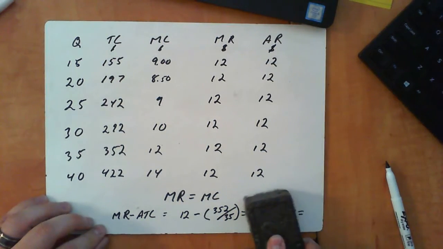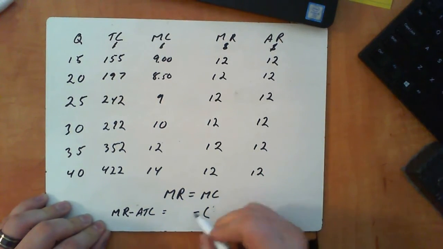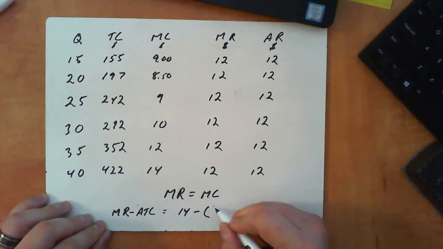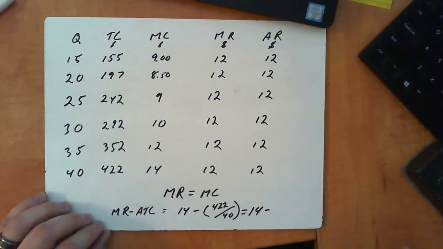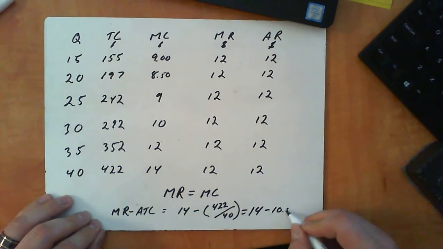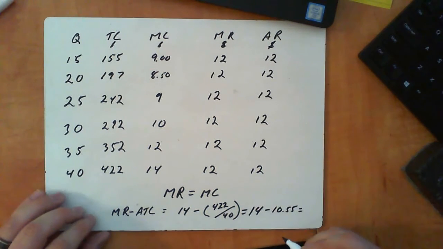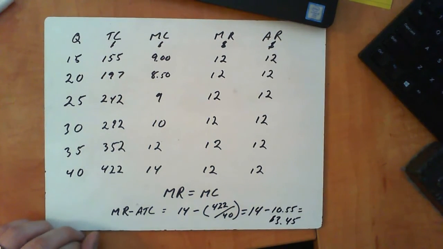Well, we can change this equation slightly. Instead of 12, it'd be $14 minus, now we have to figure out the average total cost again. In this case, it would be the 422 divided by the 40. So 14 minus 422 divided by 40, which is 10.55. 14 minus 10.55 is equal to $3.45 per gift box.